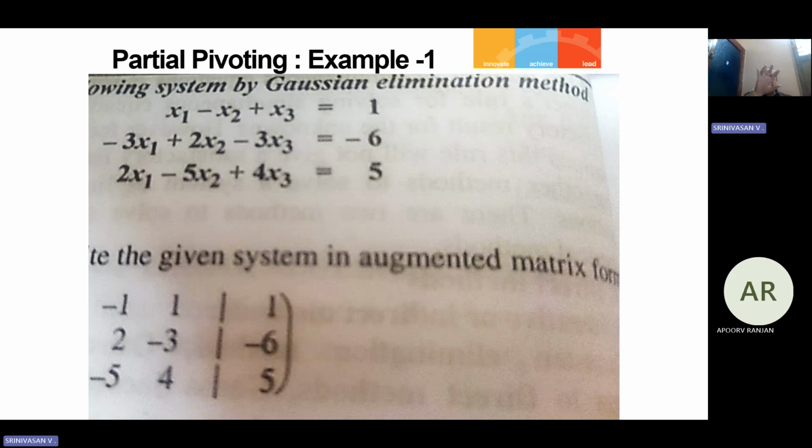You are given a system of linear equations, three equations in three unknowns as usual. Now write the given system in augmented matrix form. You know very well.